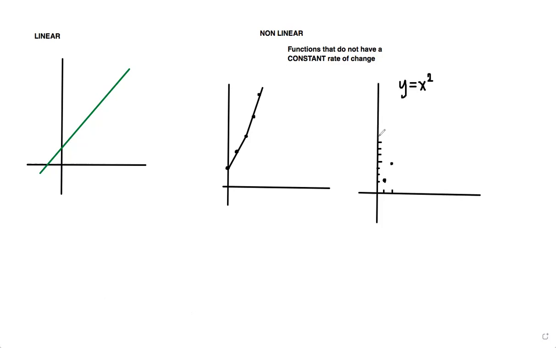So if we were to look at these rates of change, right? The first one is going up 1 over 1. But then the second one is going up 3 over 1. And then the next one is going up 5 over 1. And so this is not growing at a constant rate of change. This is growing faster as time goes on. So this is a non-linear equation.